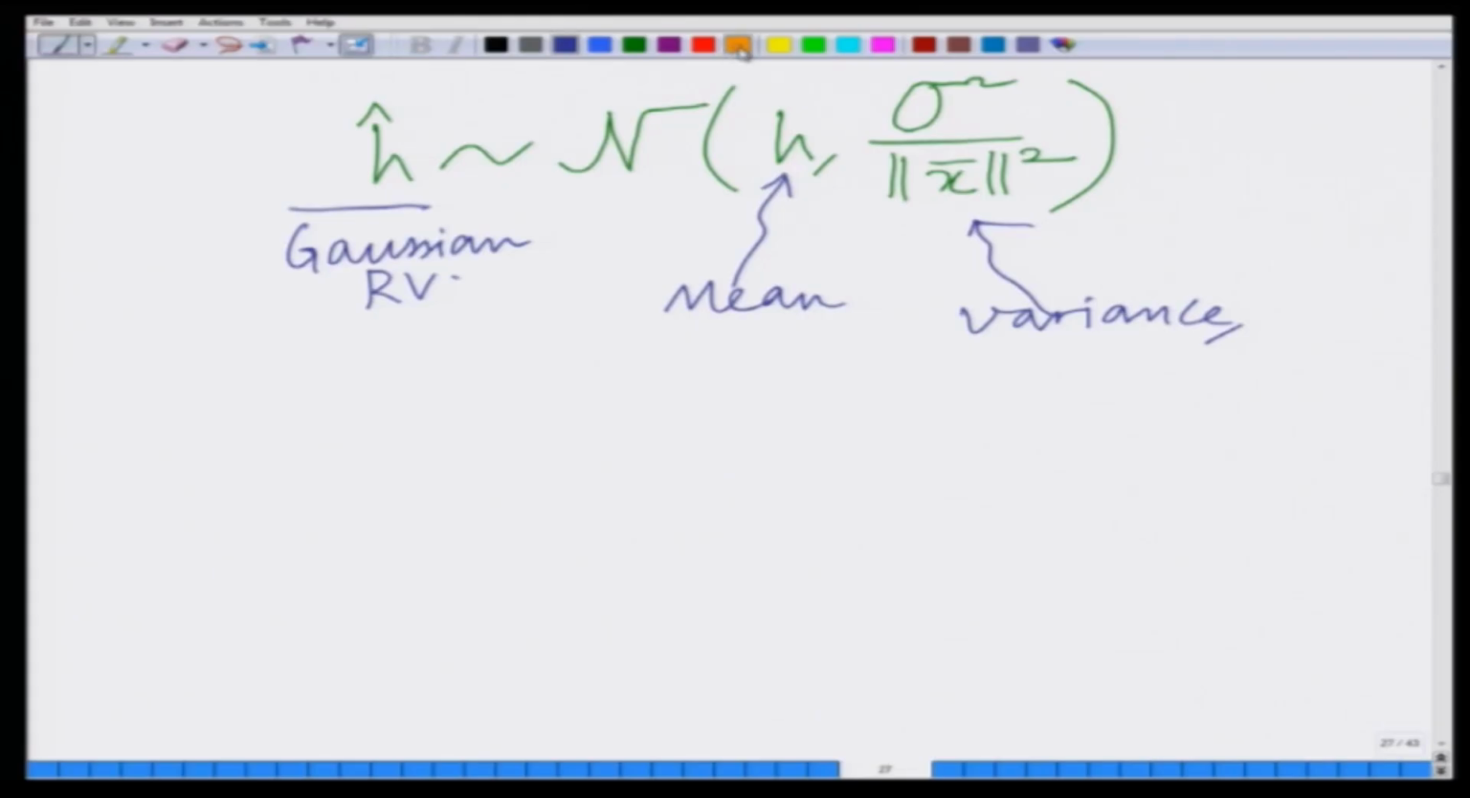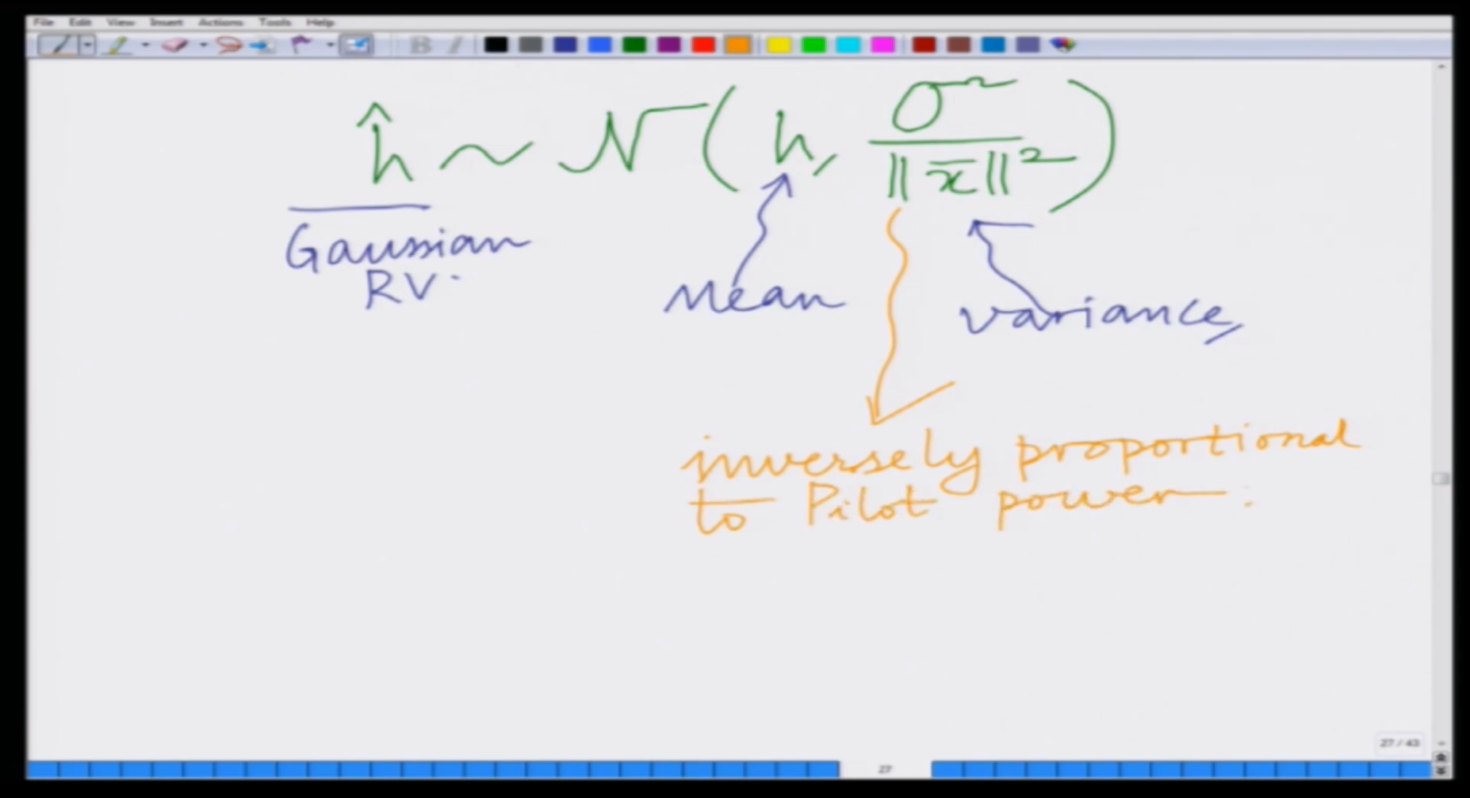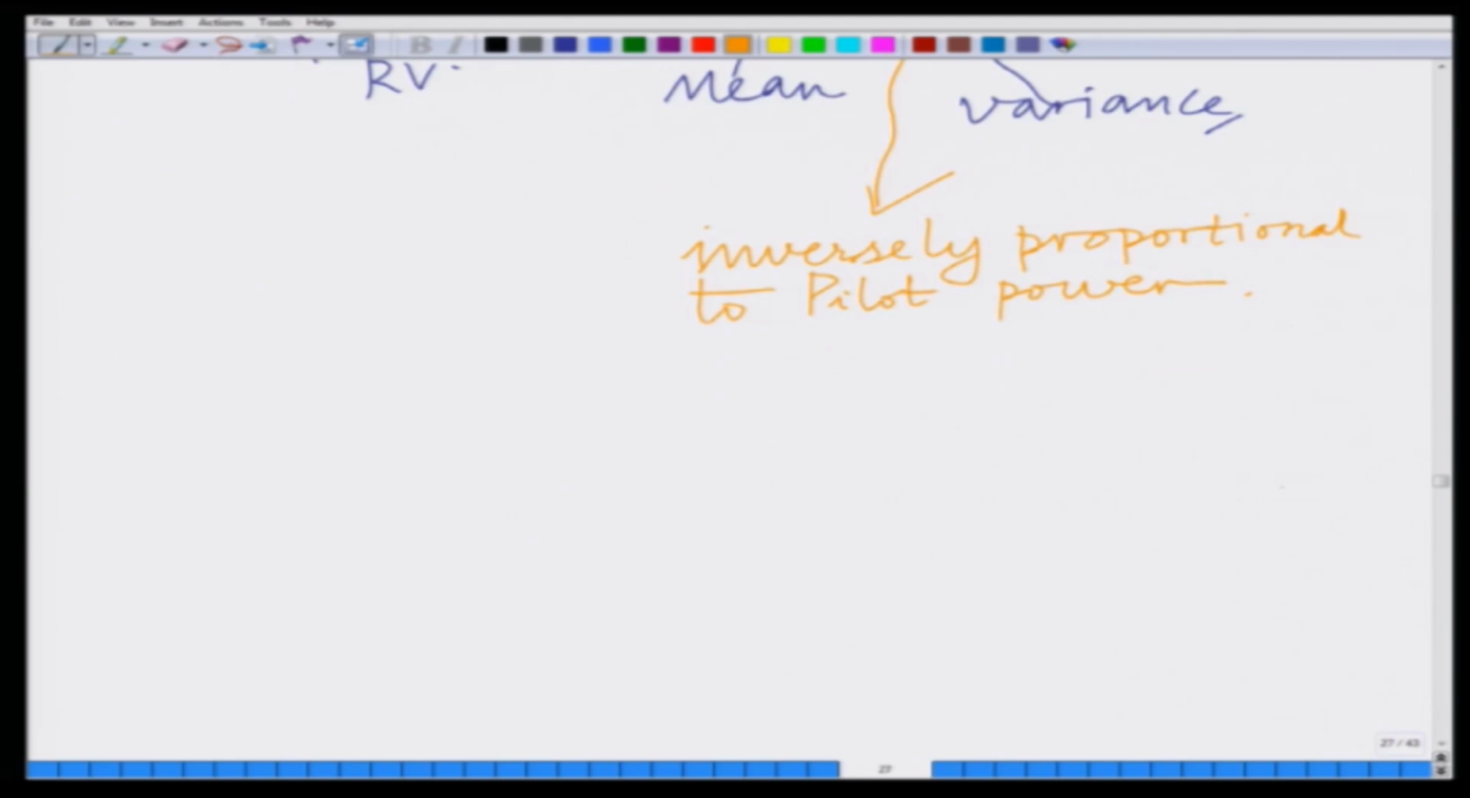So, let us note that this is inversely proportional, that is, the variance is inversely proportional to the pilot power. Now, we have also seen how to extend this to a complex parameter, again because we have said that frequently the channel coefficient is complex in nature.